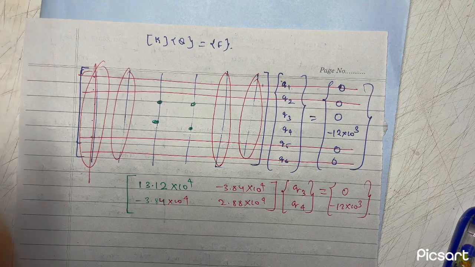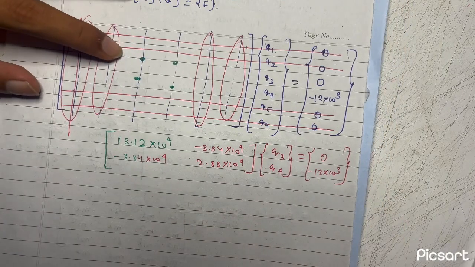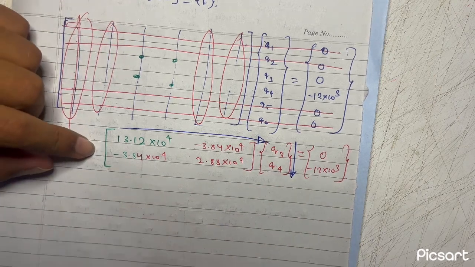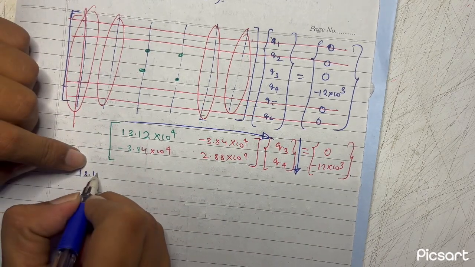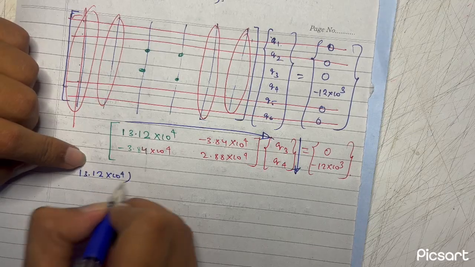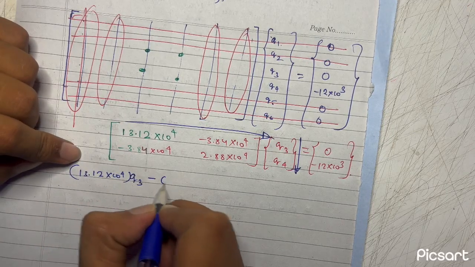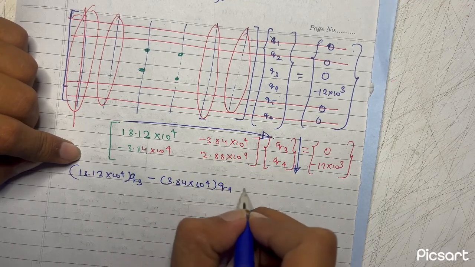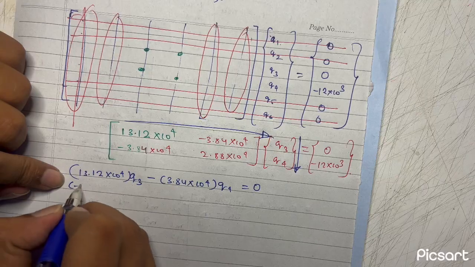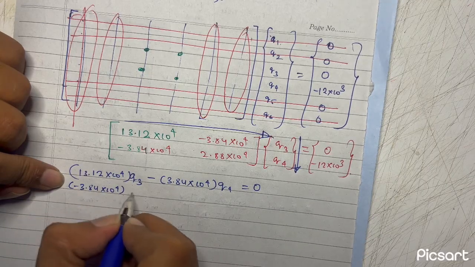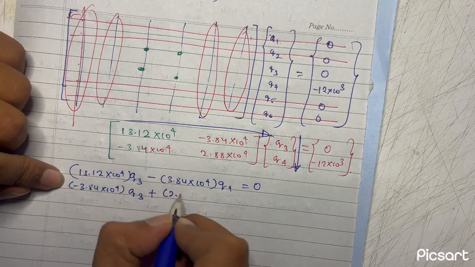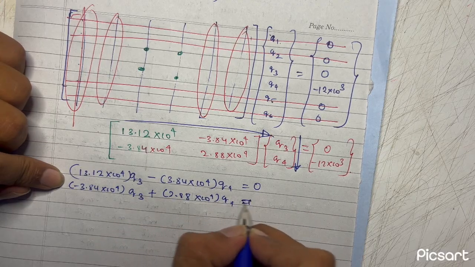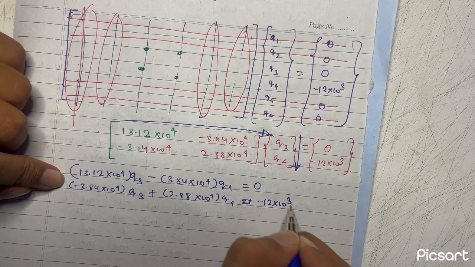First row, first column, first we have to solve like this one into this one, in this direction. I will write 13.12 into 10 raised to 4 into Q3 minus 3.84 into 10 raised to 4, this into Q4, that is equal to 0. Similarly, minus 3.84 into 10 raised to 4 Q3 plus 2.88 into 10 raised to 4 Q4, that is equal to minus 12 into 10 raised to 3.